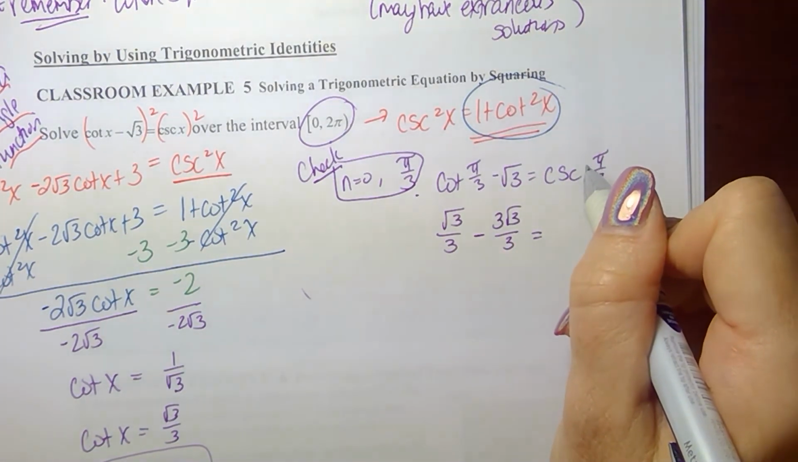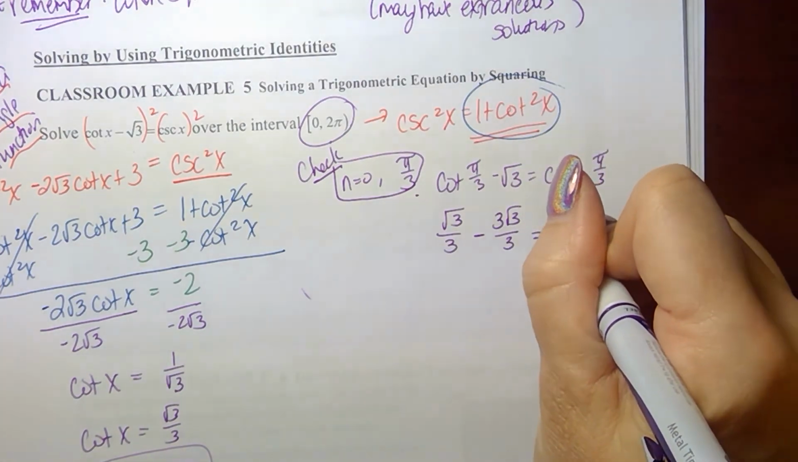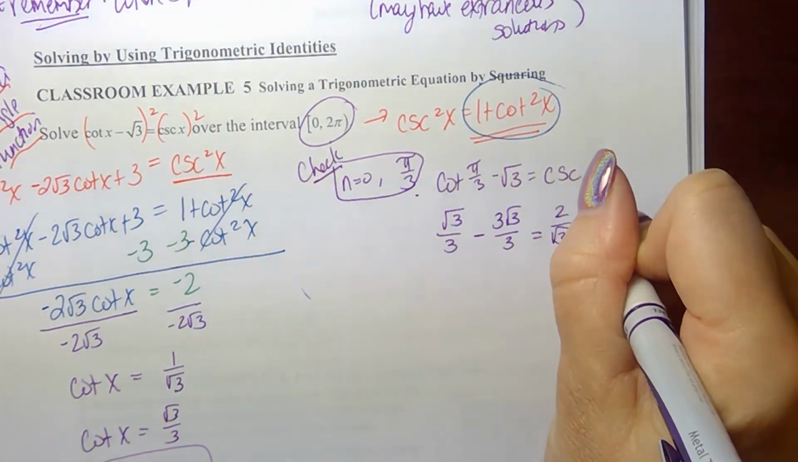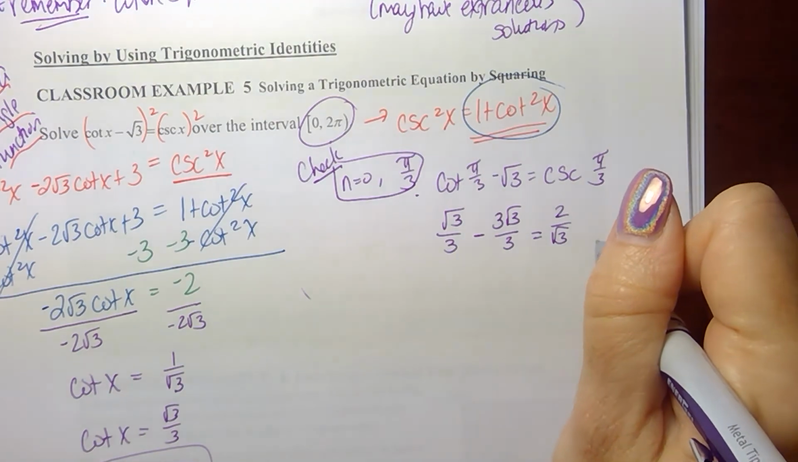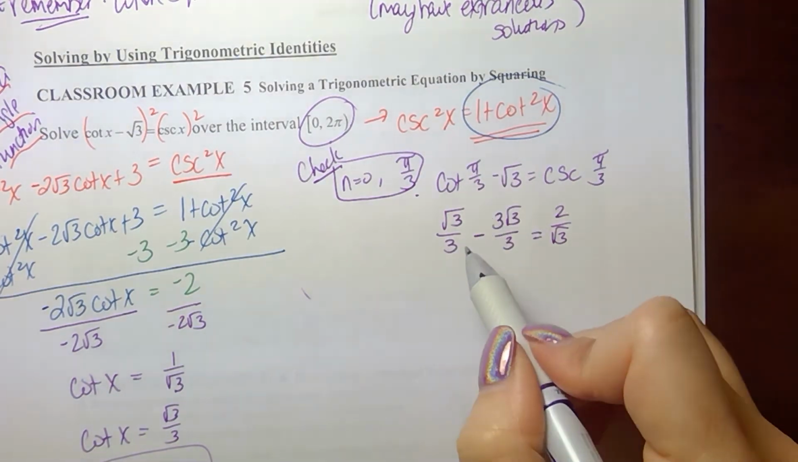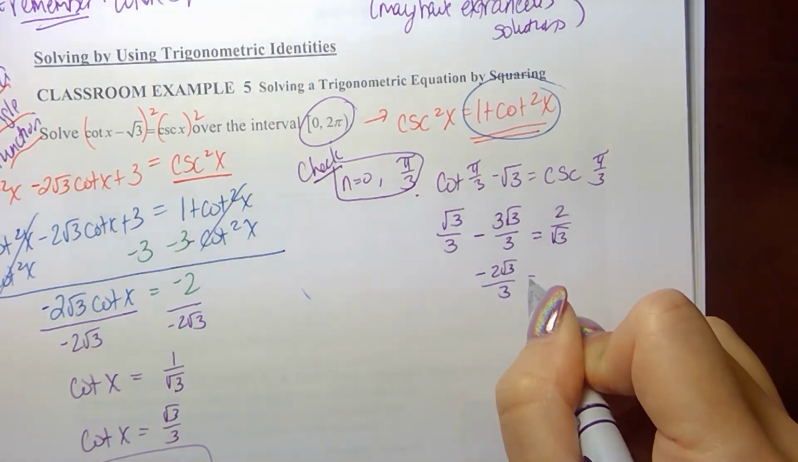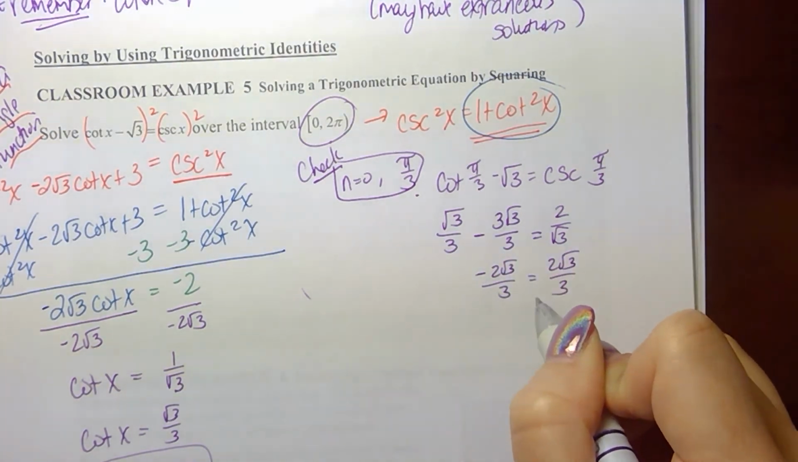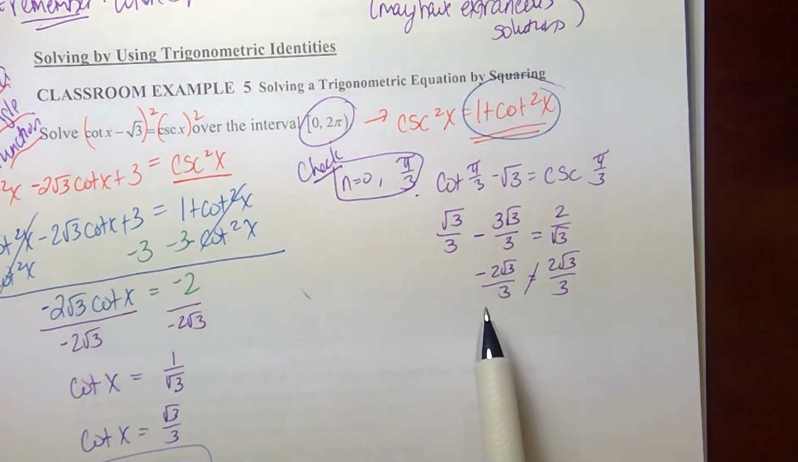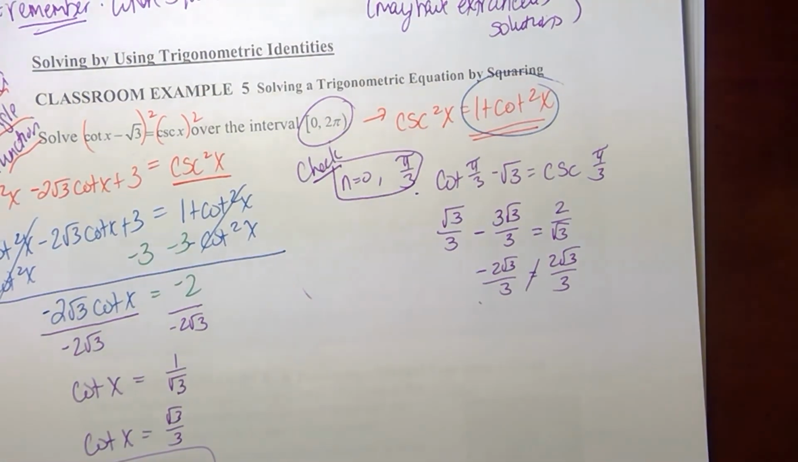Well, cosecant is the reciprocal of sine. So that is going to be 2 over square root 3, which is the same thing as 2 square root 3 over 3. So let's simplify. Square root 3 minus 3 square root 3 is a negative 2 square root 3. Oh, that's a problem. That's not equal. This one's negative, this one's positive, so that's extraneous.